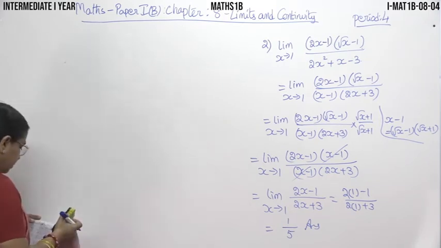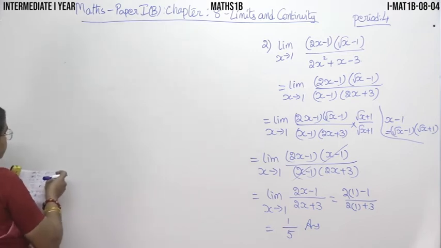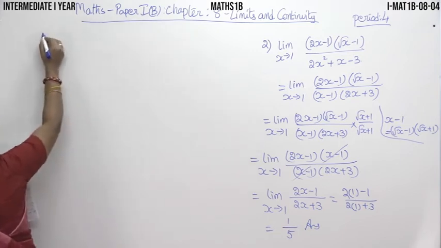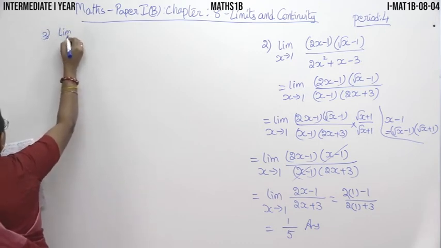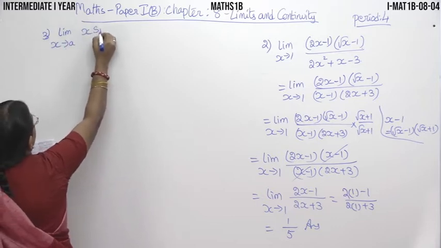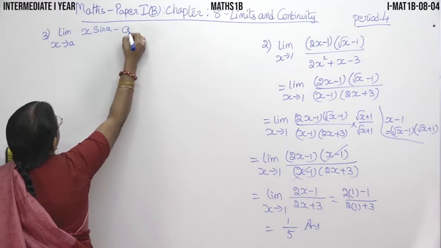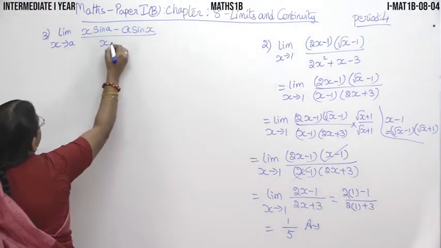Okay, next problem. We'll do this big problem then. Third problem. It is very lengthy. Limit x tending to a of (x sin a minus a sin x) by (x minus a).